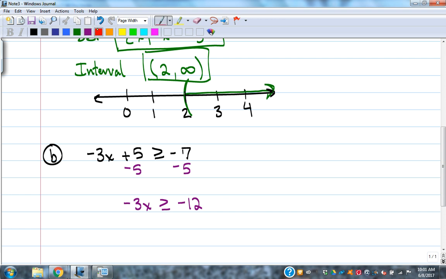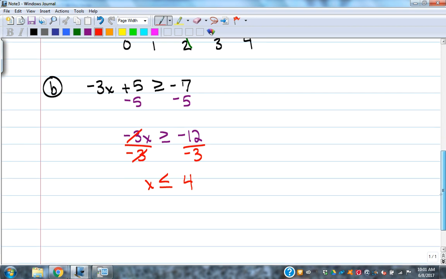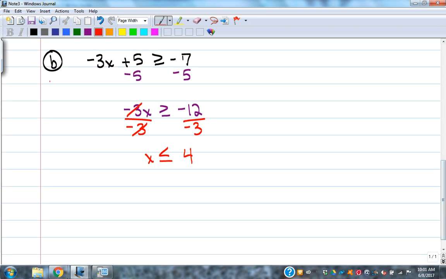Divide by negative 3. Now, here's where, because it's an inequality, we've got to be careful. When we divide by a negative, we've got to do what? Flip the sign. So that's going to turn it around to x is less than or equal to, and then negative 12 divided by negative 3 will be positive 4. Don't forget your sign rules. Negative divided by negative is a positive. All right. And then set notation: x such that x is less than or equal to 4. That's the easy one.